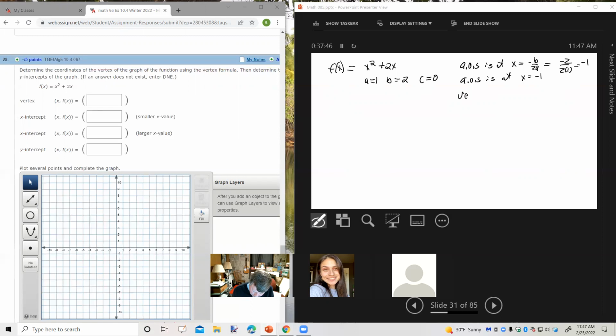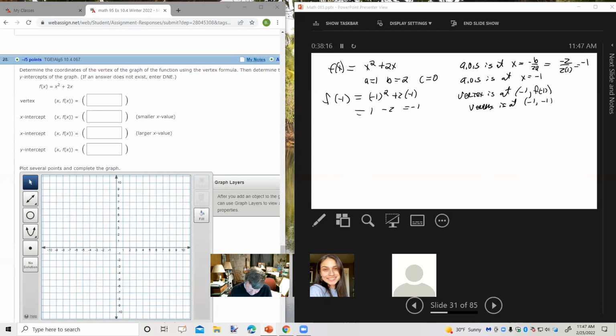Okay, so then the vertex is at negative 1 comma f of negative 1. Well, f of negative 1 is negative 1 the quantity squared plus 2 times negative 1, 1 minus 2, negative 1. So the vertex is at negative 1, negative 1.